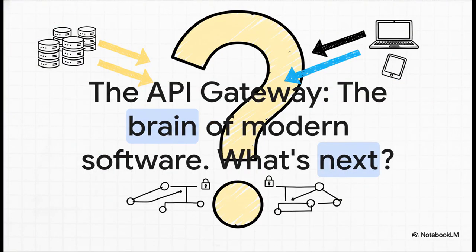So you see, the API gateway is so much more than just a simple gatekeeper. It's the traffic cop, it's the security guard, and it's the performance optimizer. It's really the central nervous system for any modern application. It's what makes the complex world of microservices actually work. So what could your next project build with one?